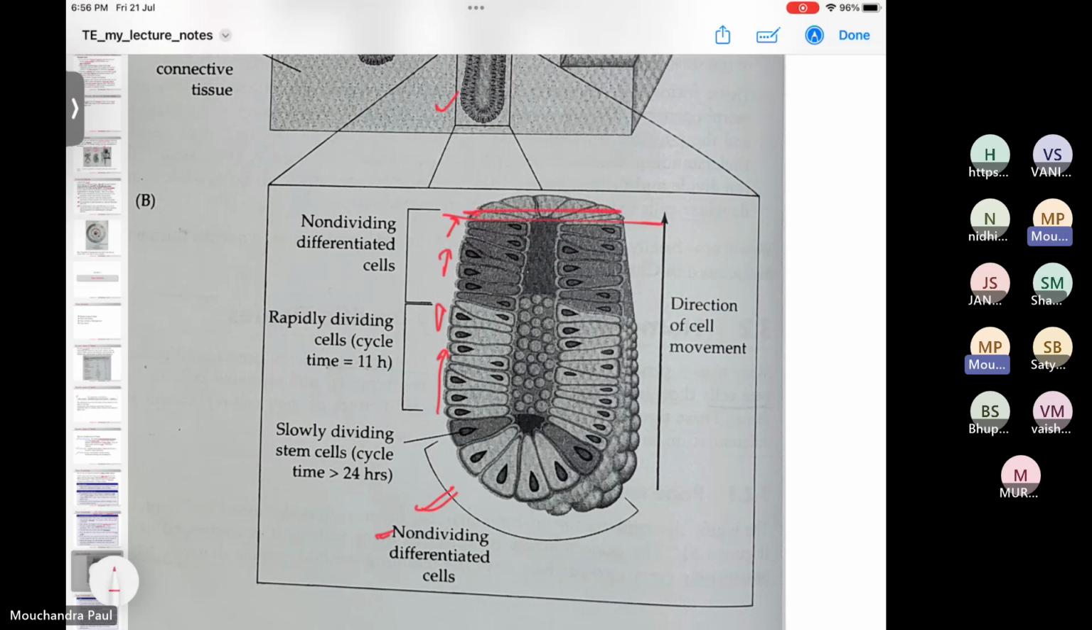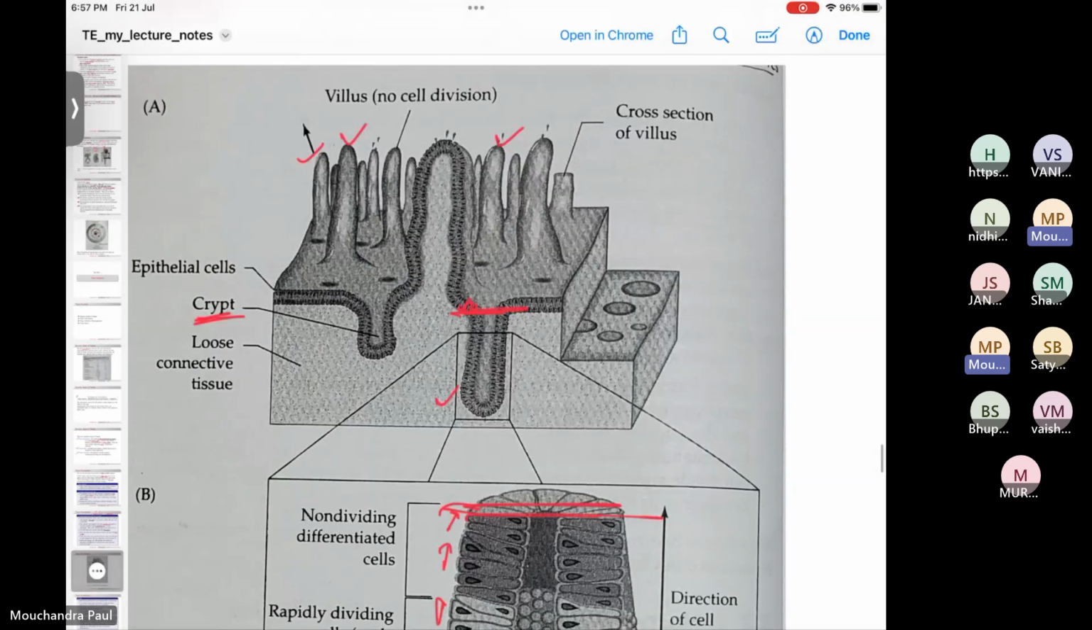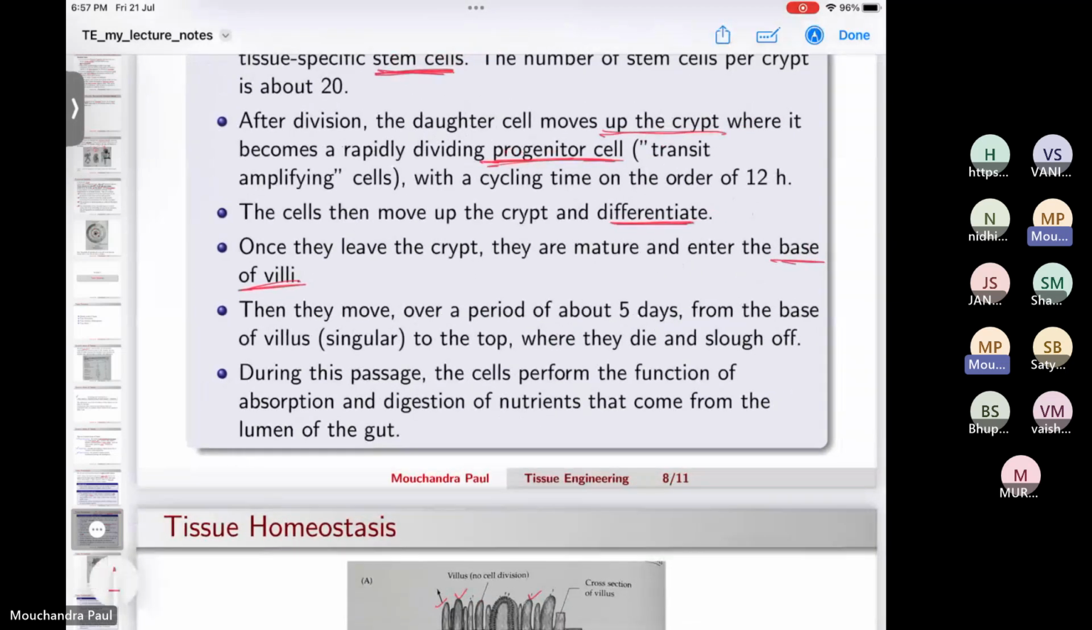Now this is the top of the crypt. At this region, all the progenitor cells have divided. The reservoir of progenitor cells, you can say, has finished. They have changed their morphological characteristics into mature, differentiated cells. Now this region and this region are the same. So this is basically the base of the villi, where we will find the mature epithelial cells present. Now what happens? These mature epithelial cells at the base of the villi move up the villi.